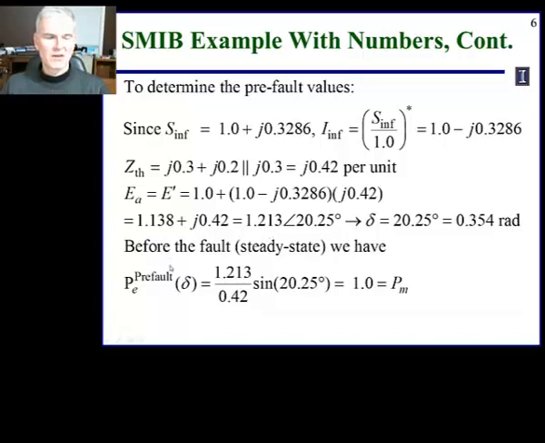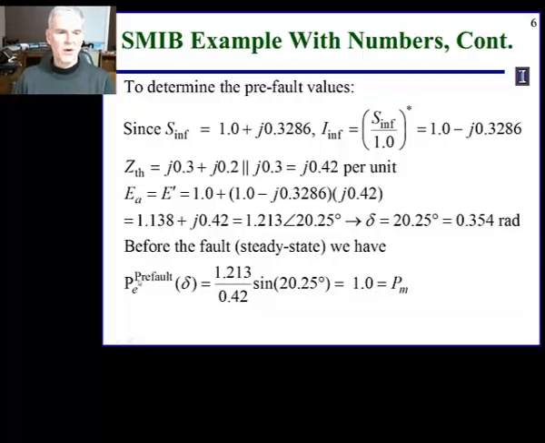To verify this, we recognize that pre-fault P electrical needs to be equal to the specified 1 per unit. If we're supplying 1 per unit into the infinite bus, there's no resistance modeled here. So the electrical power out of the generator must equal 1, which is going into the infinite bus, which gives us our initial value for the mechanical power coming into the generator.